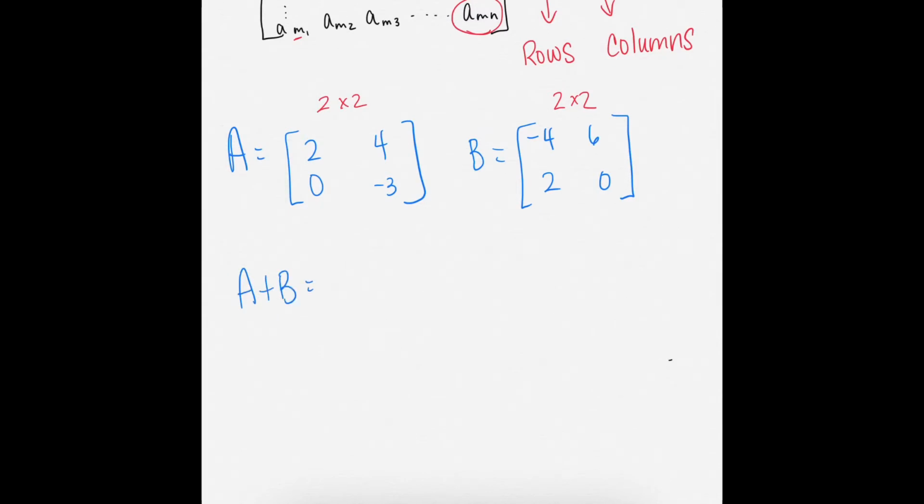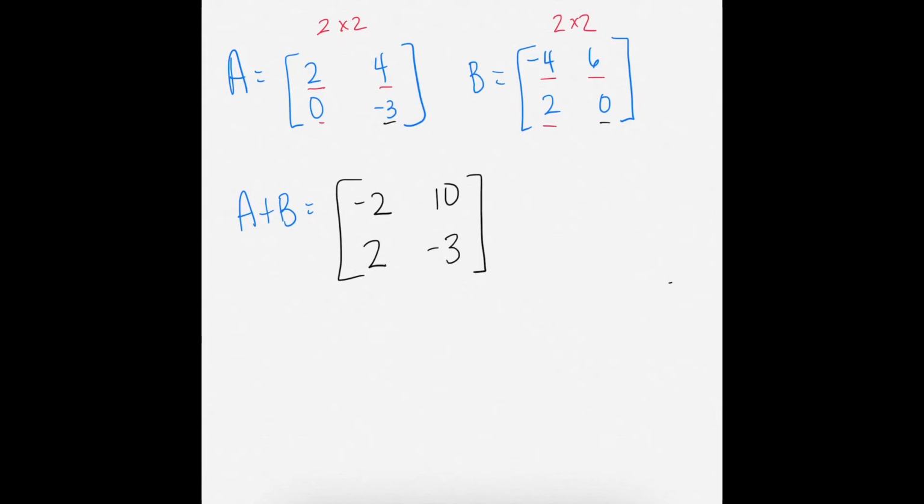So if we were to do A plus B, this is about as easy as it gets. We are going to add each corresponding entry. So the first two entries, 2 and -4, is -2. The second two entries, going to the bottom left corner, 0 and 2 make 2. Then top right, 4 and 6, we're adding these two together, make 10. And then the bottom right hand corner is -3 and 0. That will give us -3. So adding two matrices is as easy as it sounds.